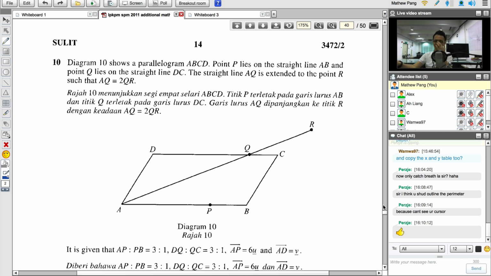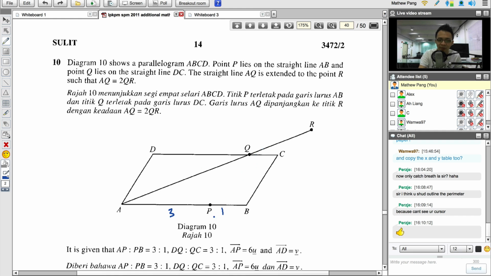Okay. First, you have to understand the meaning of parallelogram. Parallelogram over here means what? AD will be parallel to BC and AB will be parallel to DC. Not only parallel, they have the same length. That means their vectors are mostly the same. Alright, so over here it gives you some ratios. So you're going to write out the ratios. AP equals 3, PB equals 1. And DQ is 3, 1 also. So basically it's the same.